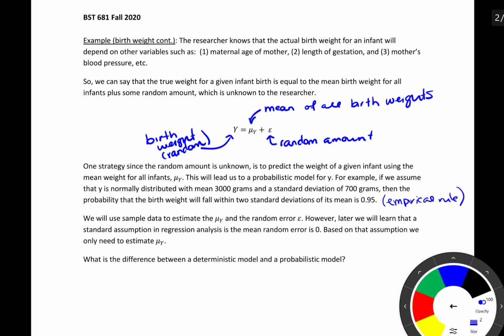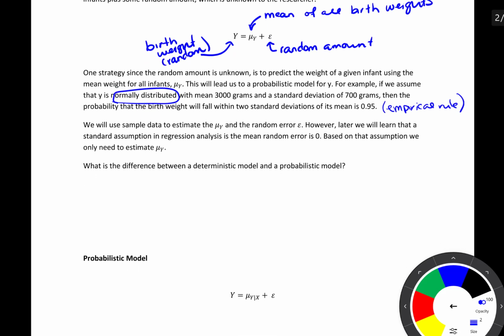And in order for this rule to hold, we need that normally distributed assumption. That's a property of normal distributions: we anticipate 95% of the observations to be within 2 standard deviations of the mean. So we're going to use sample data to estimate the mu y and the random error epsilon. However, we'll find out later that a standard assumption in regression analysis is that the mean of the random error is 0. Based on that assumption, we only need to estimate mu y.